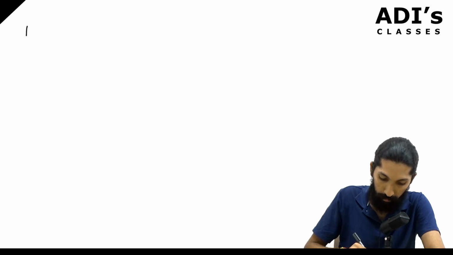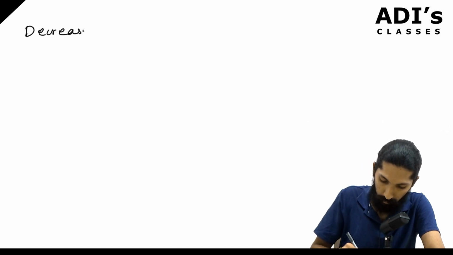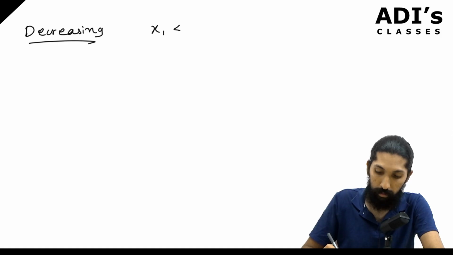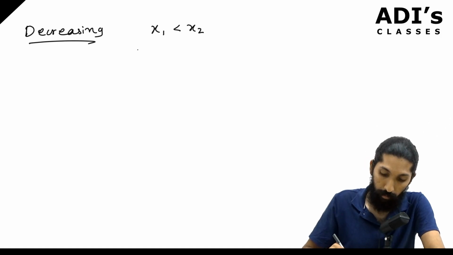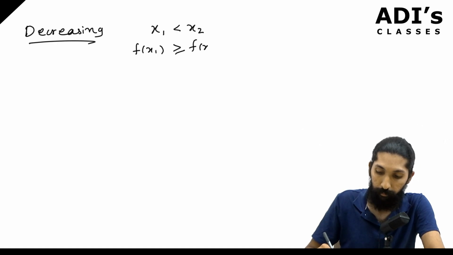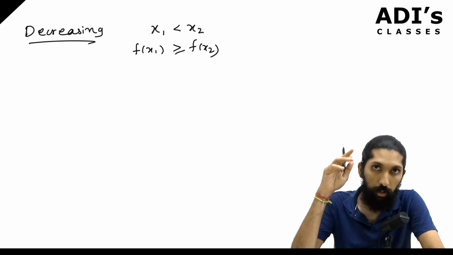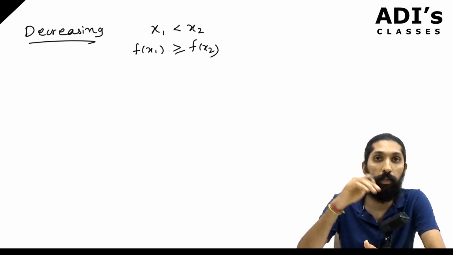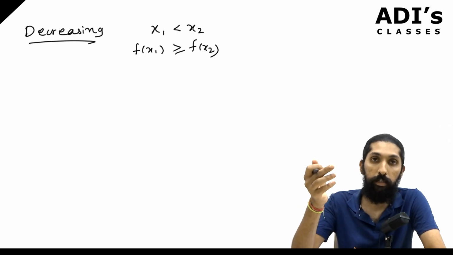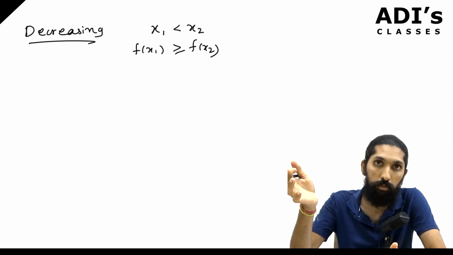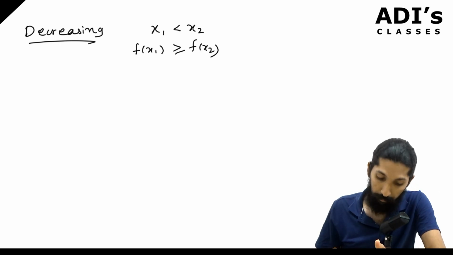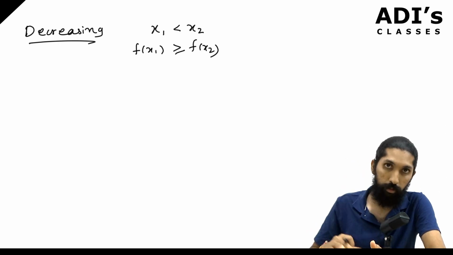See now, decreasing function. Decreasing function in the sense you have x1 less than x2, so you have a smaller value, whereas f of x1 is greater than or equal to f of x2. Like in our example itself, that parabola we took, no? Minus 2 and 0. Minus 2 was less than 0, whereas f of x1 is greater than, sometimes equal to also, f of x2. So this basically is what we call a decreasing function.